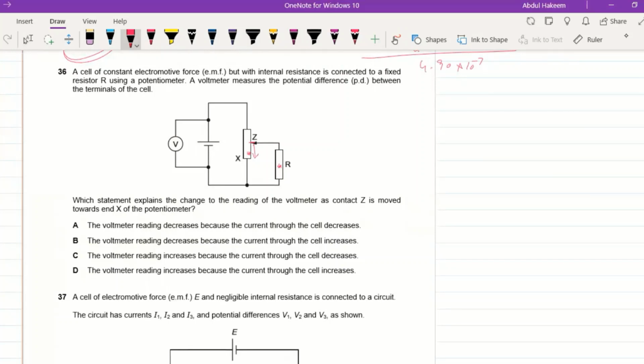Now, when this pointer is here, these two resistances are added in parallel, so the current is divided into two parts. Look at this point: this portion of the resistance and this one are parallel, so in parallel the resistance decreases. But when this Z is connected here, there is a single resistor in the circuit, because the current goes through this easy path and no current passes through this. So here the resistance decreases in the circuit. Look at this.